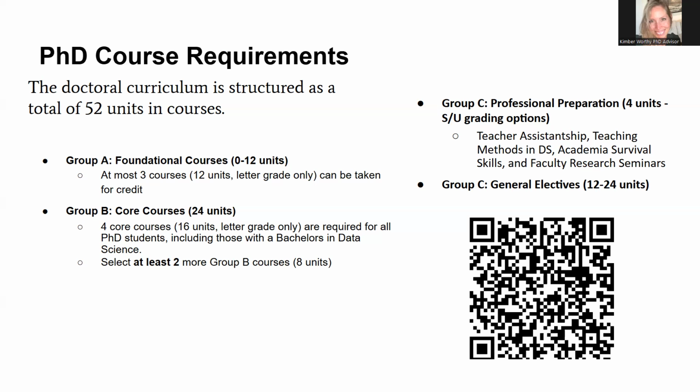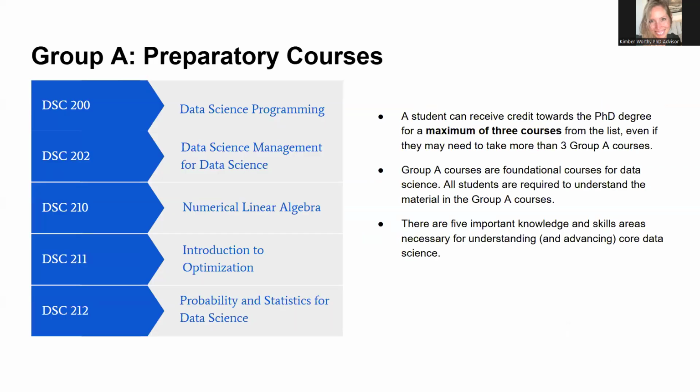And here's a QR code for you to scan, and then you can go to our website and really dive very deep into what courses we offer. Here are Group A preparational courses. So you have 200 data science programming, data science management, numerical linear algebra, introduction to optimization, probability and statistics for data science. And again, as I mentioned earlier, only a max of 3 of these courses will apply to your degree. So please plan accordingly.